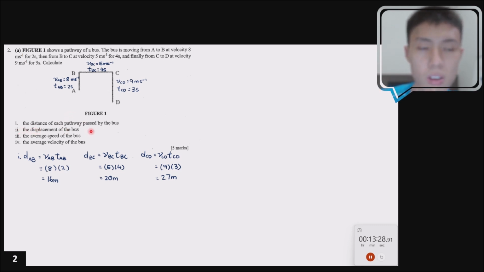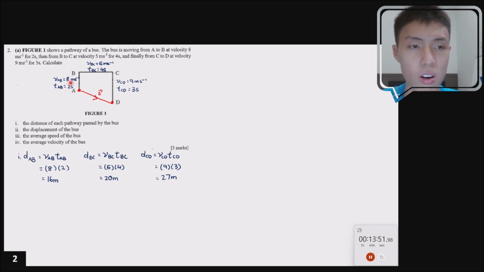Question 2 asks for the displacement of the bus. Displacement actually means the shortest distance, or you can think of it as the final position minus the initial position. So basically what we are finding here is the distance from here to here. To be more specific, this is the displacement. But we know that displacement is actually just the summation of everything that happens along the way. If you sum them up, taking care of the direction, then the displacement of AB plus BC plus CD gives you the resultant displacement. So that's what I'm going to do.